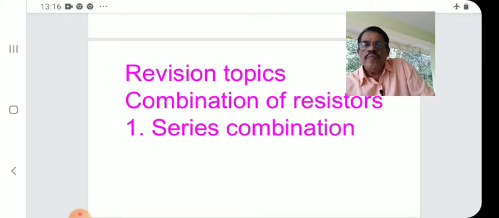The first one is series combination. You remember, resistors can be combined in series and in parallel combinations. Resistors are combined to obtain an effective value greater than or less than the available values, the given values.